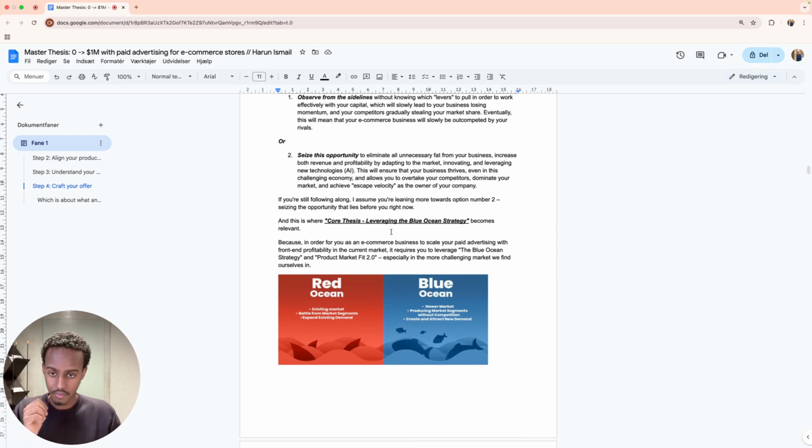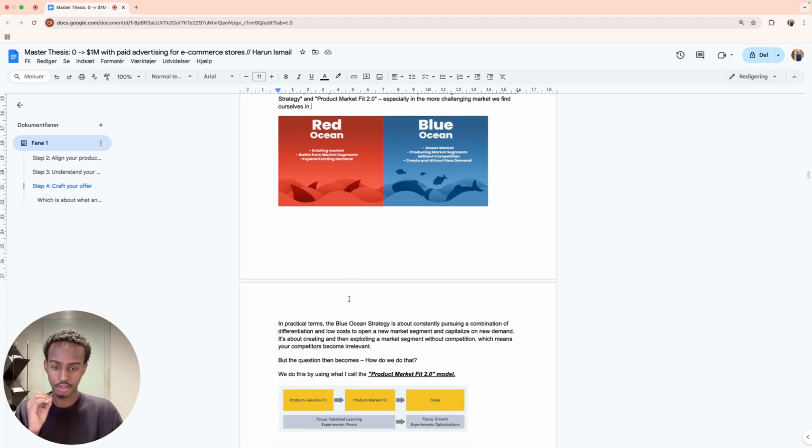And if that's correct, that is essentially where our core thesis, leveraging the blue ocean strategy, becomes relevant, because in order for you as an e-commerce business to scale your paid advertising with front-end profitability in the current market, it requires you to leverage the blue ocean strategy and what I call product market fit 2.0, especially in the more challenging market that we find ourselves in today.